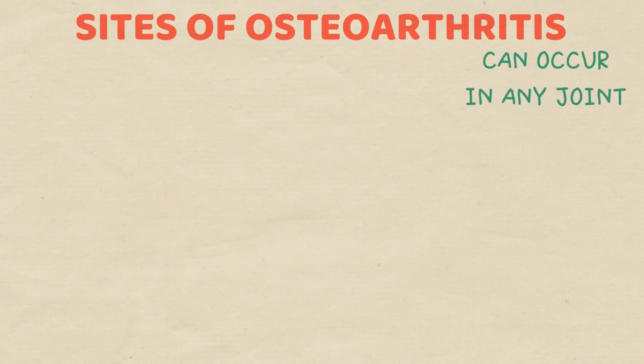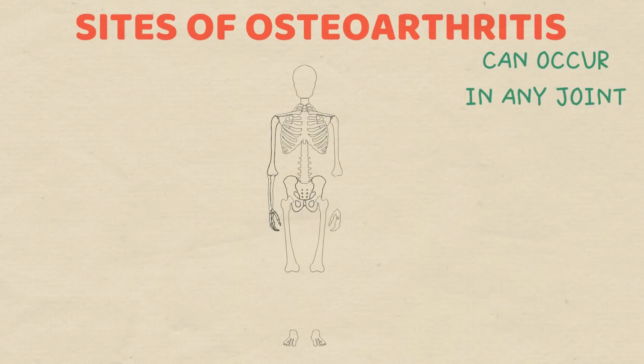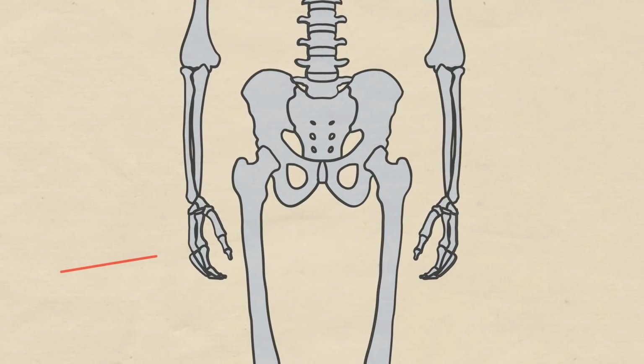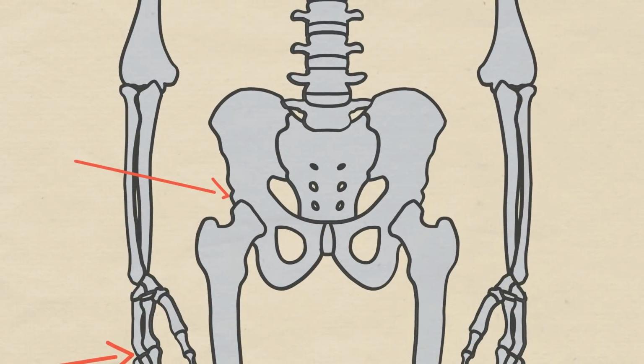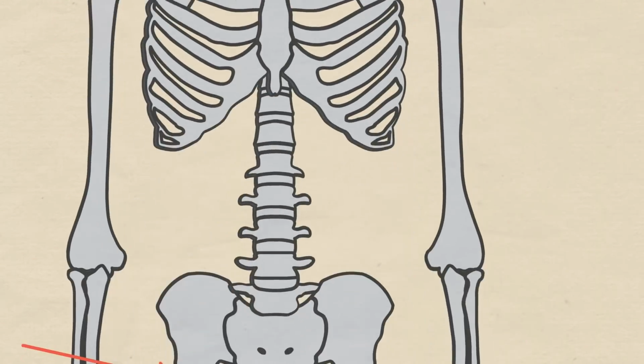Osteoarthritis can occur in any joint. However, the most commonly affected areas of the body include the small joints of the hands, fingertips, knees, hips, and spine, typically at the neck or lower back.